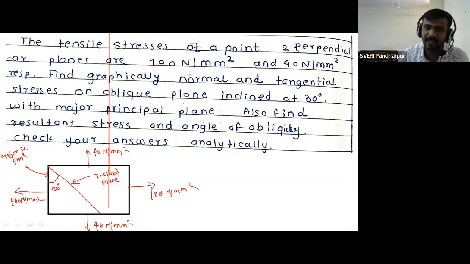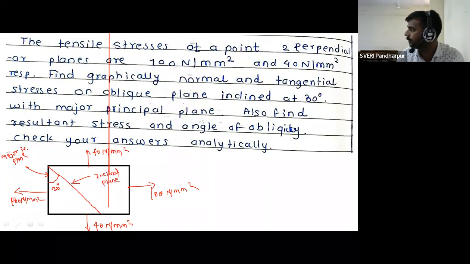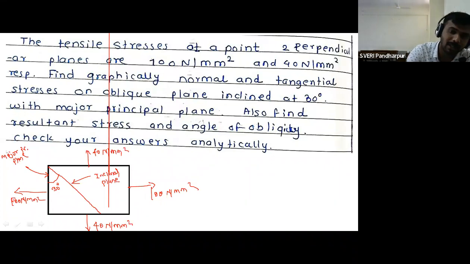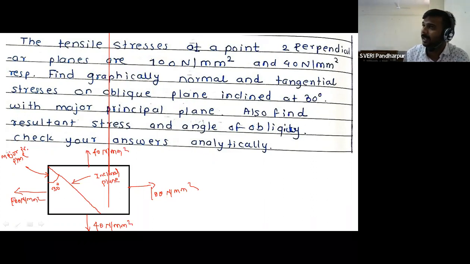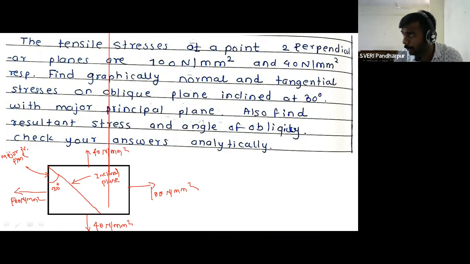Also find resultant stress and angle of obliquity. And at the very end, see what they said: check your answers analytically. That means solve graphically, and also use the list of formulae for case number 2 and verify the answers. Some little bit of difference is there, maybe 1 Newton per mm square or 0.5 Newton per mm square, but all the answers should be near to that. Okay, so this is the given. First of all, we have to generate the figure like this.